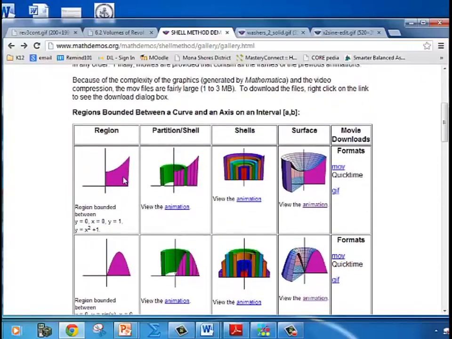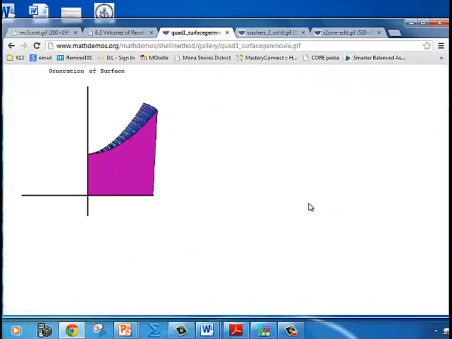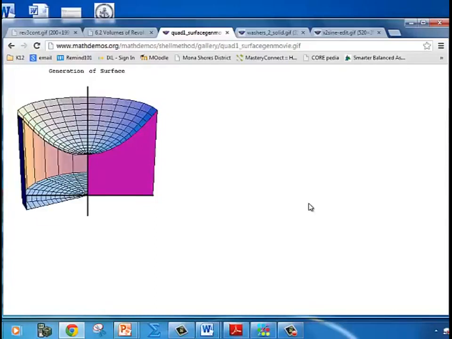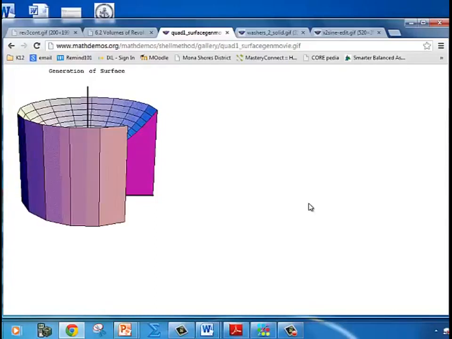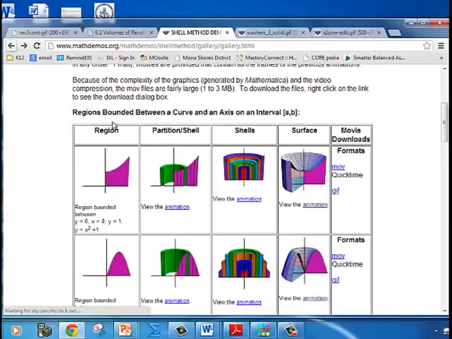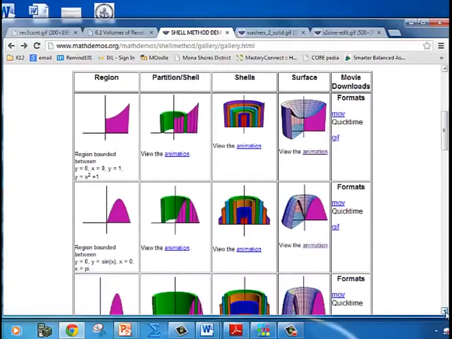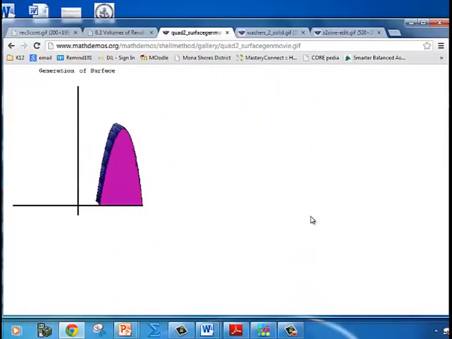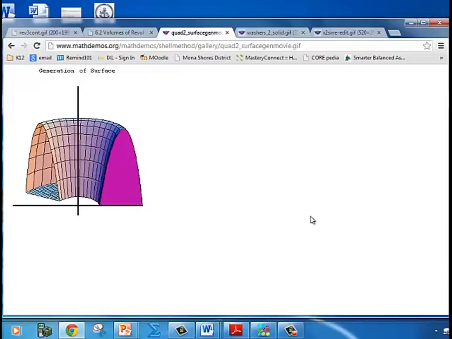So here's an original region. Obviously we could look at this as a disk if we were revolving around the x-axis, but we're not. We're going to revolve around the y-axis, sideways. All right, let's take a look at another one. An upside down parabola rotated sideways around the y-axis this time.